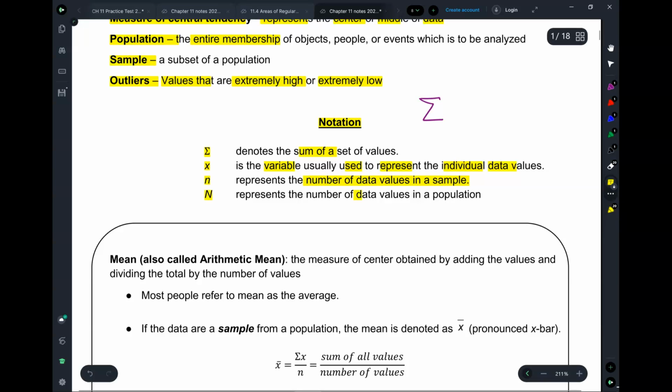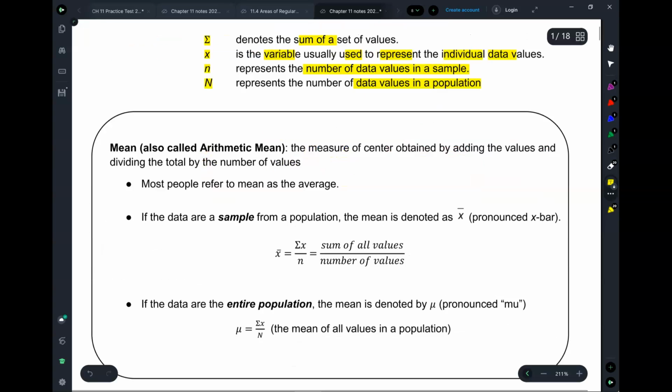Capital N is the data values in a population. Okay, so for example, let's say you were conducting a survey on the average height of the D. Toledo student. You're not going to measure everybody's height, are you? That's silly. So you take a sampling, let's say you measure the heights of 50 people, that's lowercase n. And then capital N is the whole student body, 300, 400, whatever. Okay.